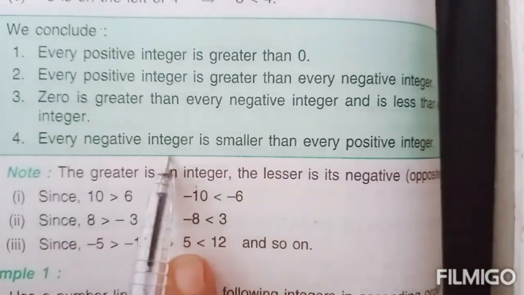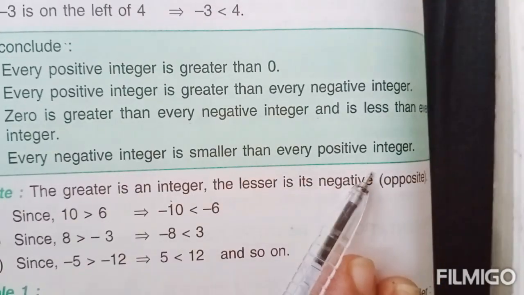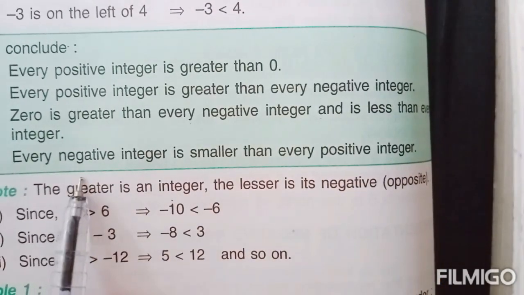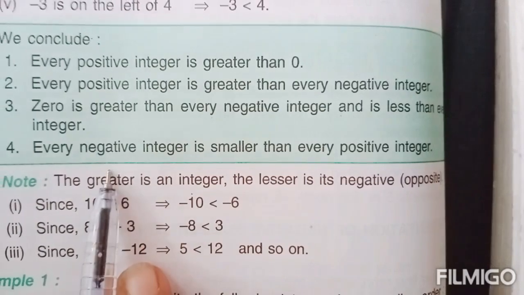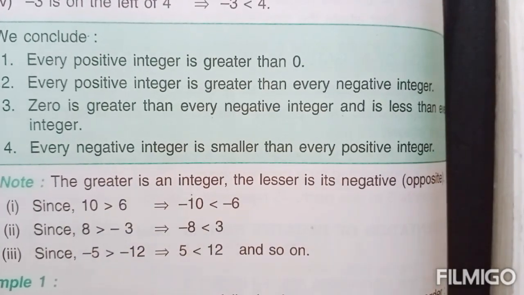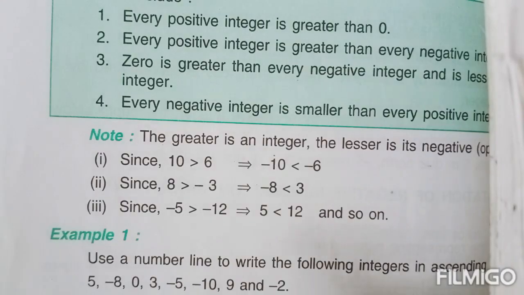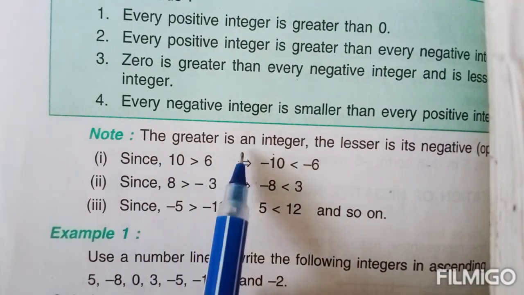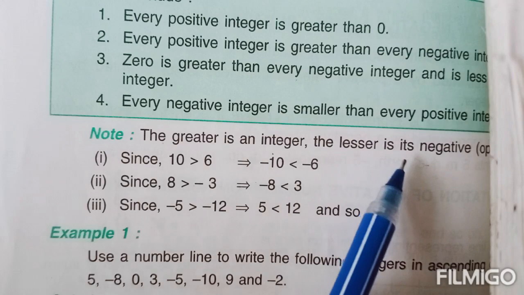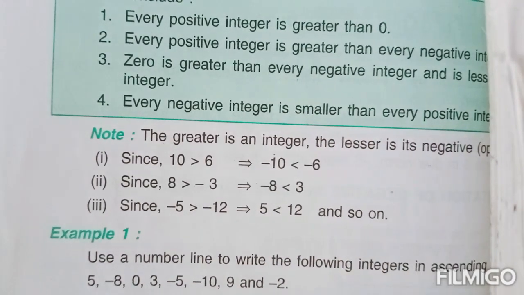Now every negative integer is smaller than every positive integer. So if you are comparing a negative integer and a positive integer, the negative integer will be smaller than the positive integer. Next, the greater an integer is, the lesser is its negative or opposite.